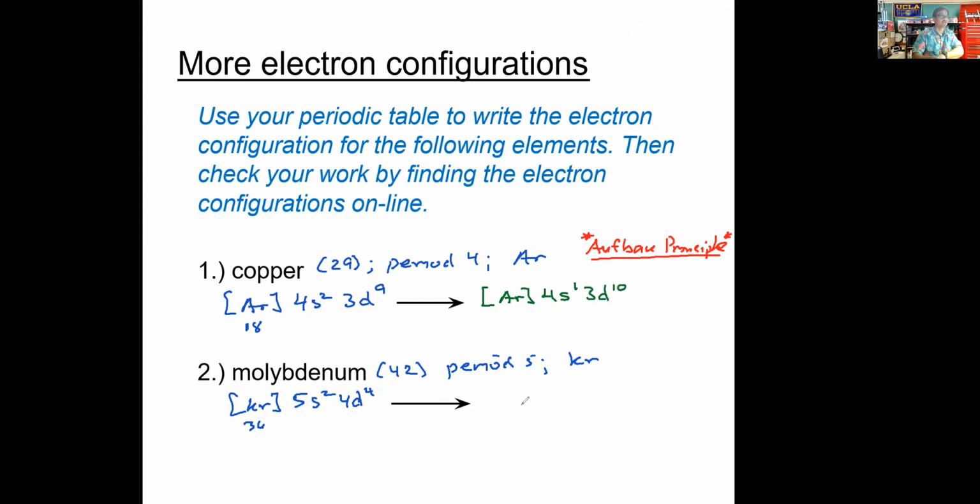Okay. For molybdenum, you're going to notice that it's going to be krypton, 5s1, 4d5. Those are the actual electron configurations for these 2 elements here.